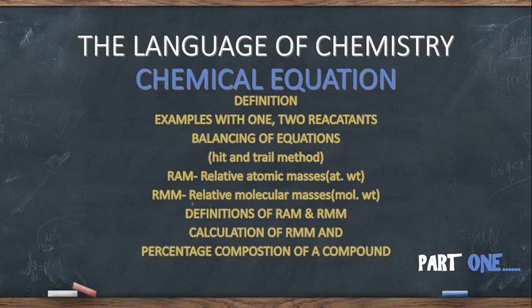In the language of chemistry, we are going to see what is a chemical equation, the definitions, examples with one, two reactants, and how to balance the equation. We are going to see the hit and trial method today. We shall go to the video class now.